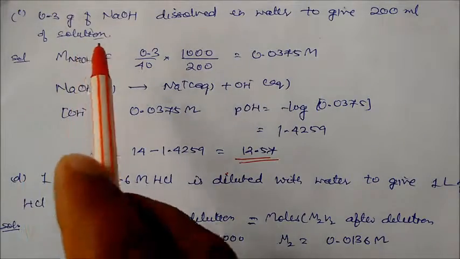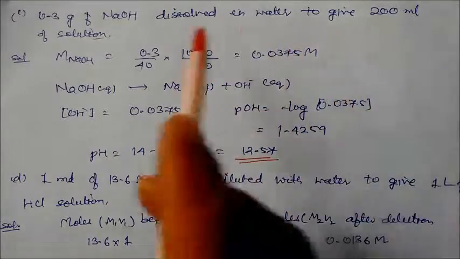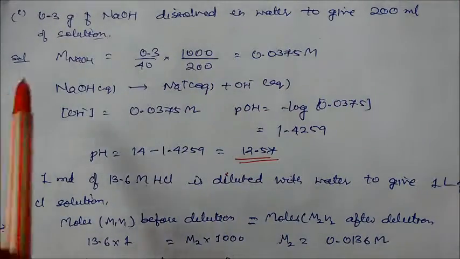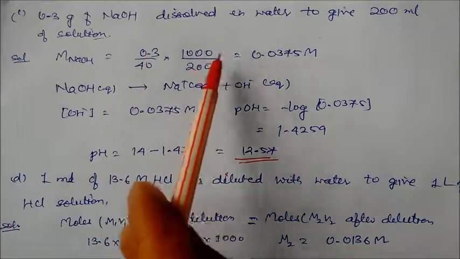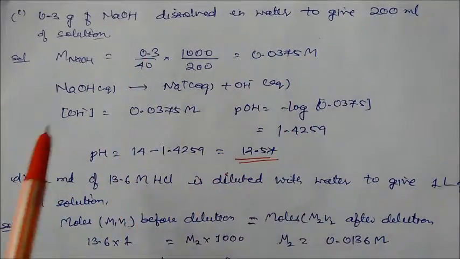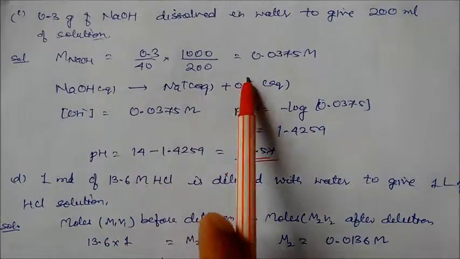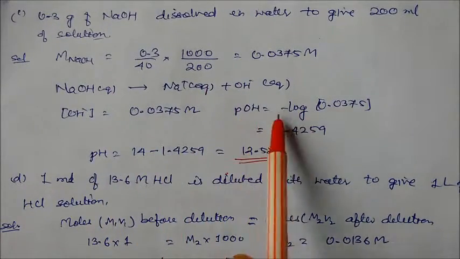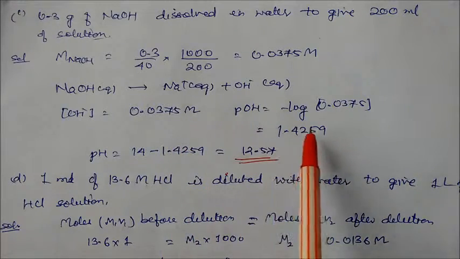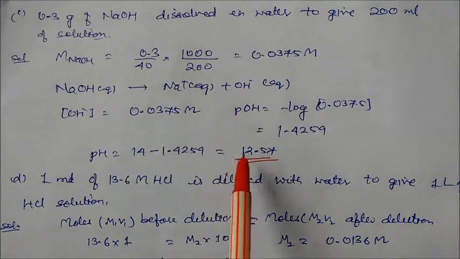0.3 gram of sodium hydroxide dissolved in water to give 200 ml of solution. First you find the molarity of sodium hydroxide, which is weight by molar mass. You get this much concentration of OH. So pOH will be minus log of this concentration. Then pH is 14 minus this value, and you will get 12.57.